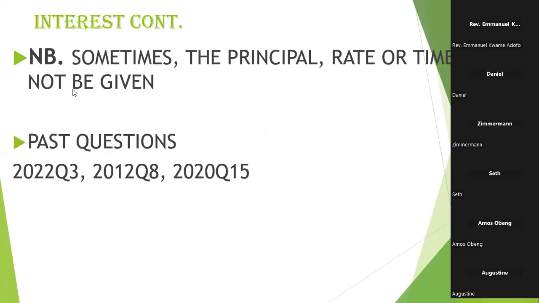So note, sometimes the principal or rate or time may not be given. In certain questions, they will give you the interest but not the principal, and in that case they have to give you the rate and time for you to calculate the principal. In another question, they won't give you the rate, and you'll be asked to calculate the rate. Or they may not give you the time. Some identified past questions, there are more, but these are the few I was able to identify: 2022 question 3, 2012 question 8, and 2020 question 15. With time we shall be looking at them.